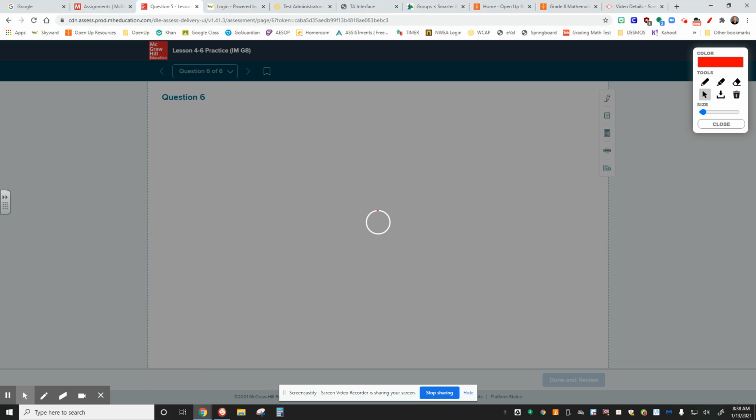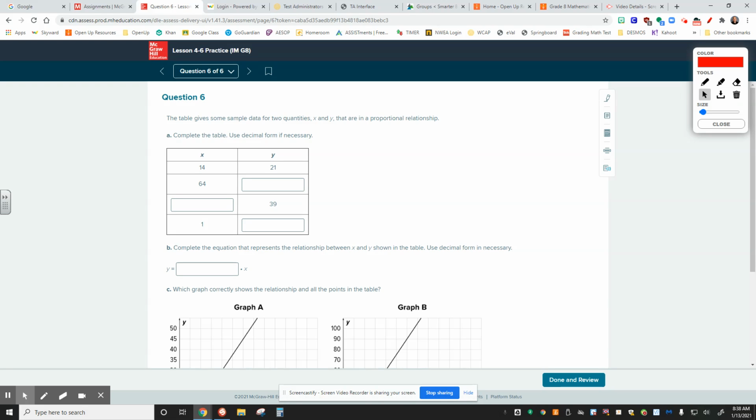And the final one's a review question. Complete the table. Use decimal form if necessary, which means that if it comes out to a decimal, it's going to be a decimal. We need to look and see what are our changes in x, what are our changes in y, see if we can get that part figured out. Look at the table, look at the graph. How are we changing and how are we going to come up with these values that we're after? We're going to take a look down here below and see what we're after.